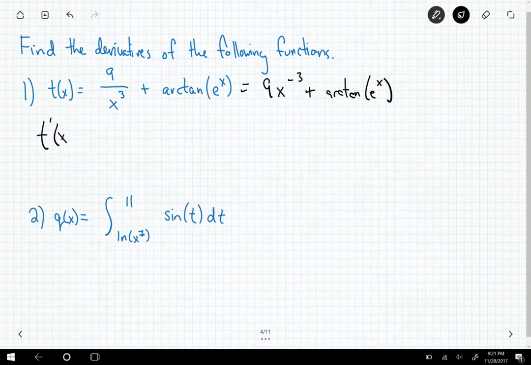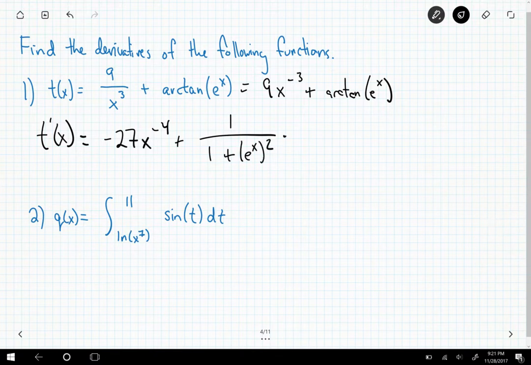Okay, so when we take the derivative of this thing, use the power rule in that first case, even though it didn't look like it. A lot of people start doing some funky stuff with natural logs and things like that. It's not necessary here. So just use your power rule. You get negative 27x to the negative 4 plus, okay, derivative of arctangent. It goes 1 over 1 plus, it's usually x squared, but in this case we have e to the x is what we're squaring. And then times the derivative of the interior function, which is e to the x.